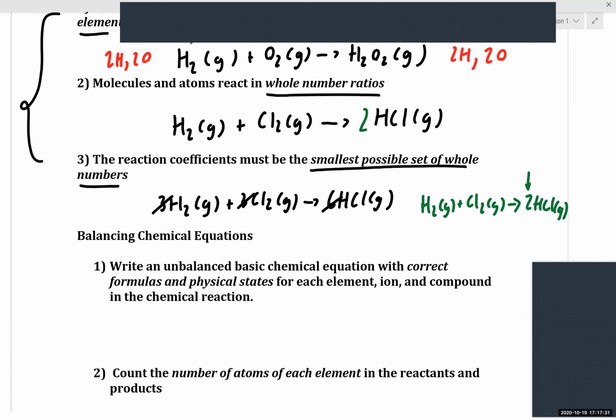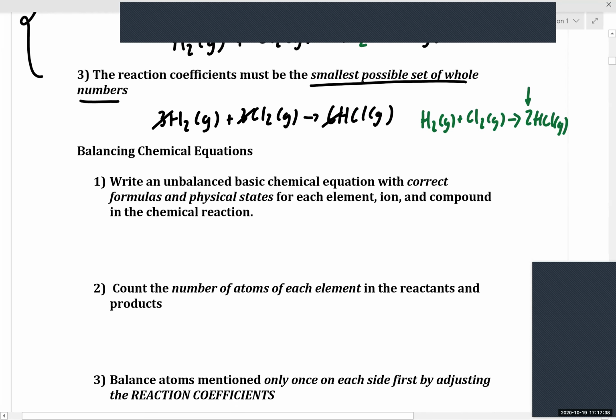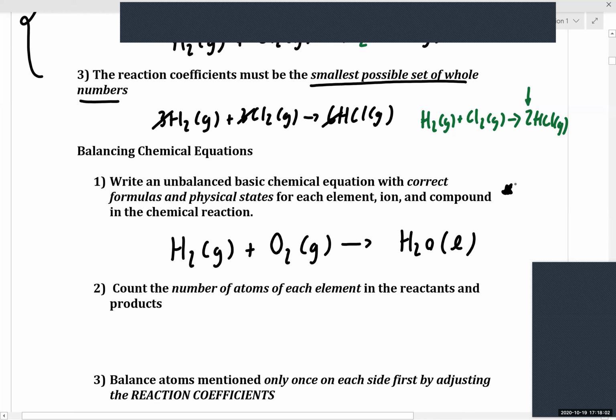So let's look at an example where we're asked to balance a chemical equation. I'm going to give us an unbalanced chemical equation. We're going to look at the reaction between hydrogen gas and oxygen gas to generate water. This first step, where we have to write the formula of each of our reactants and products, we'll cover in more detail later on in this chapter. For now, we're going to focus on once we have our unbalanced chemical equation, how do we balance a chemical equation?